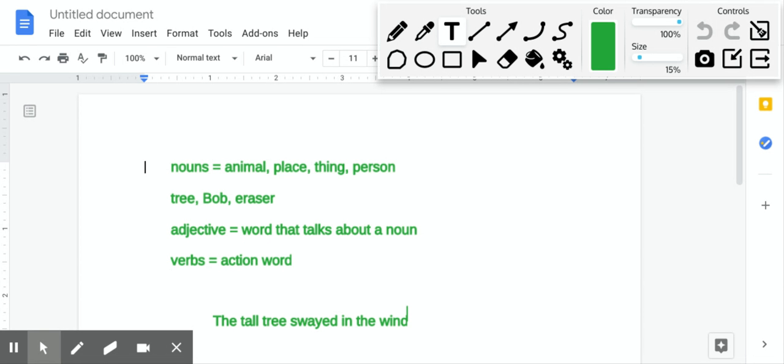We're describing it. Swayed is a verb. So we're saying that swayed means moves very gracefully. So we're saying that the tall tree was swaying or moving gracefully in the wind. We're describing an action that the tree was doing in the wind. So those are how you use verbs, nouns, and adjectives, and that's how you should use them in a sentence.